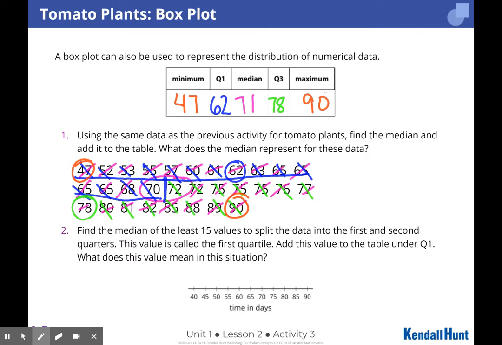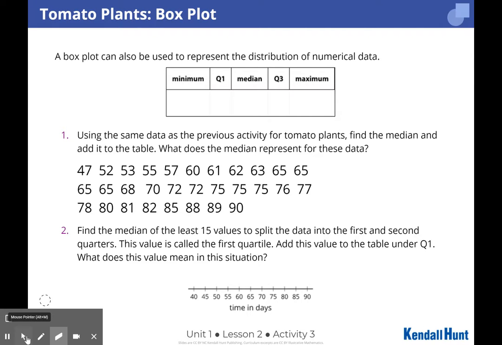And then median means that 71 days was the middle amount of time that it took for a plant to produce fruit. So that means that half of the plants took 71 days or less, and half of the plants took 71 days or more to produce fruit. All right. And let's go to the next slide.